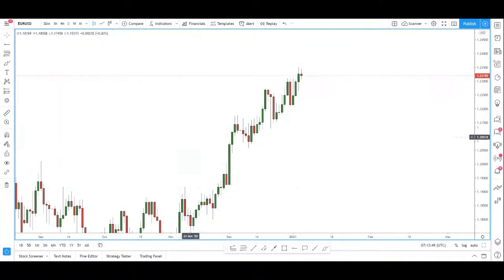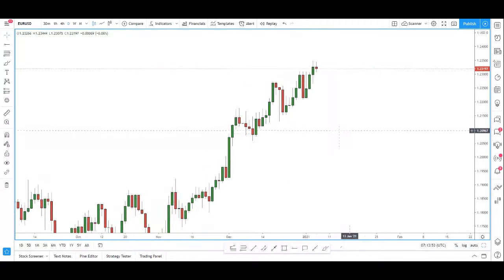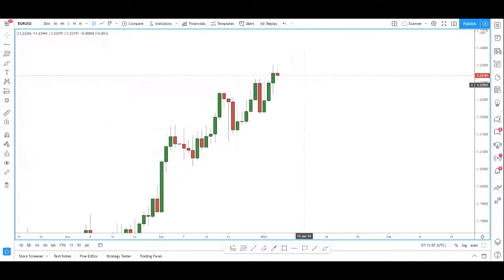Today I will be looking at the euro dollar. What we have here is the daily chart, and there's a very interesting pattern that is repeating itself. So I'm just going to be focusing on this recent move here.